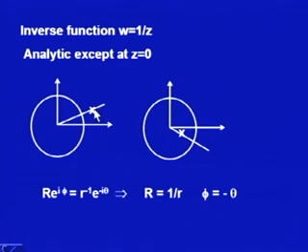So, this point will map to a point here, which indicates that it is inside, and it will lie on the line phi is equal to minus theta. So, this way different points will map to different points in w plane.